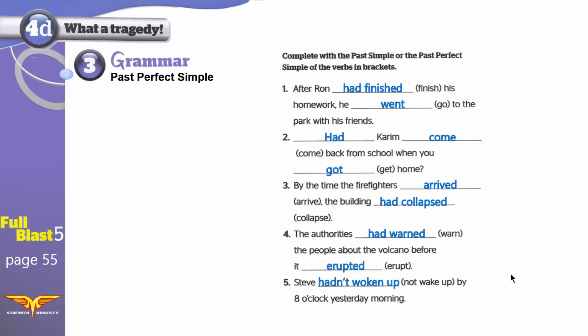Now, I received many requests from people who want me to show you the answers of the questions you have on your workbook, and because of these many requests, now I will show you the answers of the questions related to today's grammar lesson, past perfect simple, from your workbook. So stay tuned.